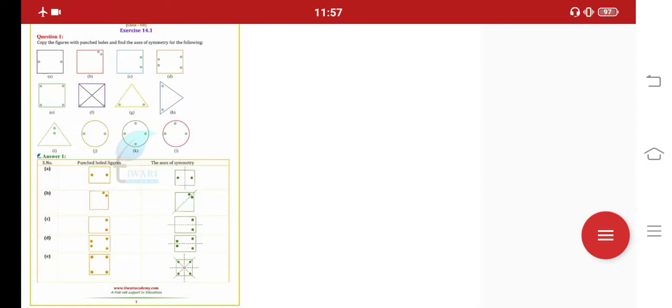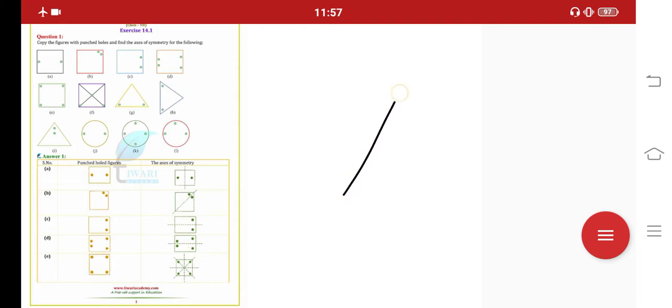Hello students, today we are going to start a new chapter of class 7th, that is chapter number 14, symmetry. So let me explain what is the term symmetry. Suppose we are having a figure, and we have to divide that figure into two equal halves or three equal halves. And if one half will cover the other half completely, then we can say the figure is a symmetric figure.